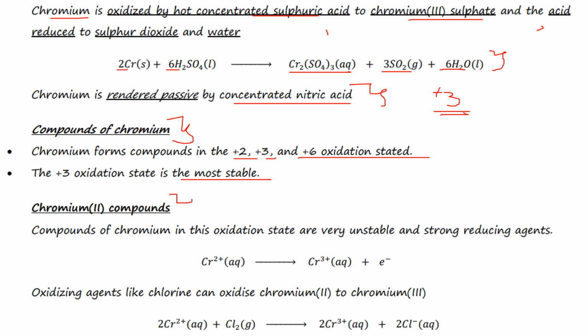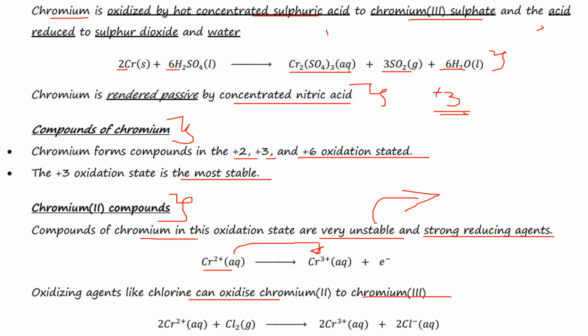Now let's look at how chromium 2 compounds are formed. Now I'm going to say that compounds of chromium in this oxidation state are going to be very unstable, and they are going to be strong reducing agents. If something is very unstable, that means that it requires to go to its stable oxidation state. So chromium 2 compounds readily oxidize in air to form chromium 3 compounds. Now you're going to say that oxidizing agents like chlorine can oxidize chromium 2 to chromium 3 chloride.